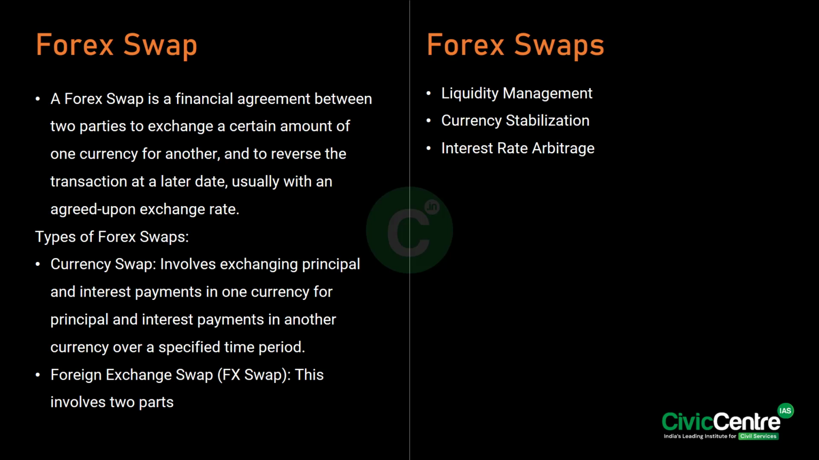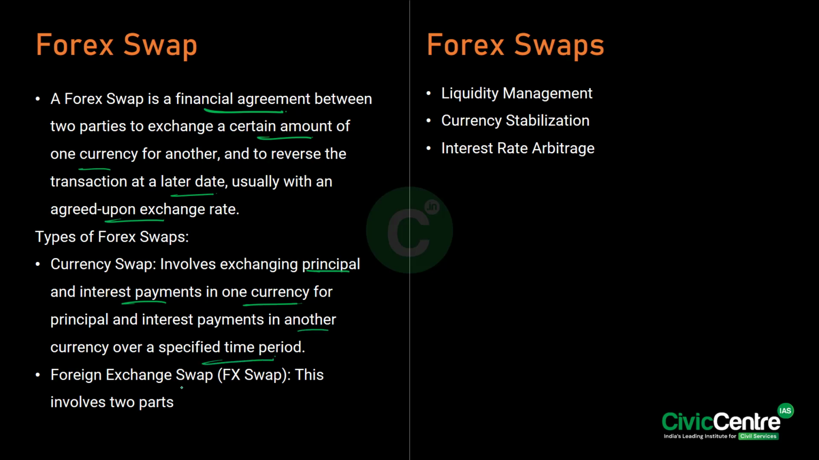See, a forex swap is a financial agreement between two parties to exchange a certain amount of one currency for another and to reverse the transaction at a later date, usually with an agreed upon exchange rate. So, there are two types of forex swaps. The first one is currency swap, which involves exchanging principal and interest payments in one currency for principal and interest payments in another currency over a specified time period.